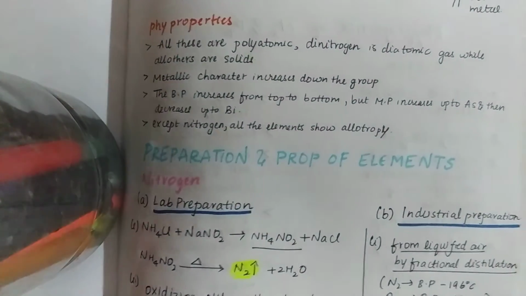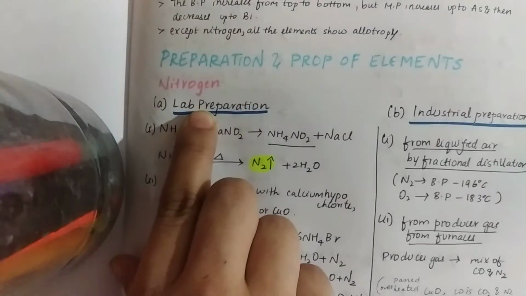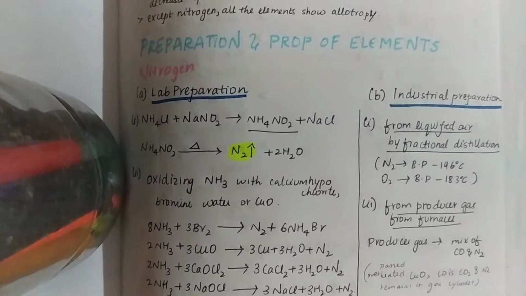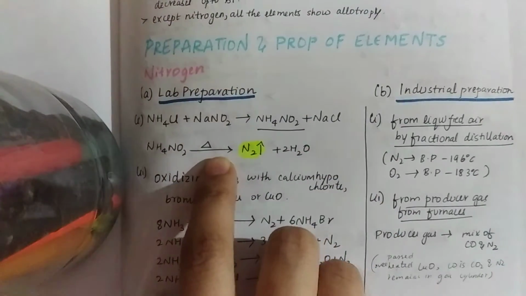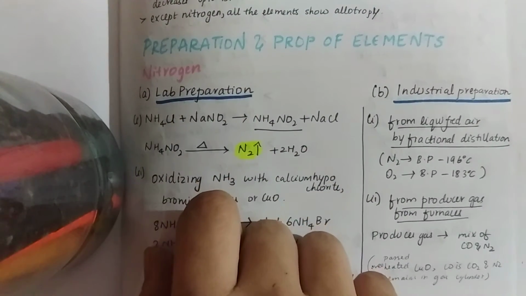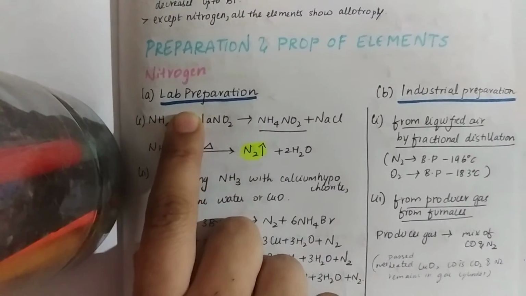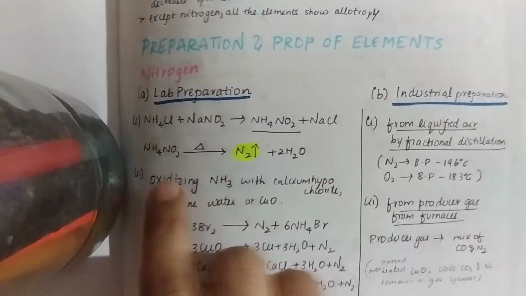Okay, and preparation and properties of elements. So here, as I said, we only discuss nitrogen and phosphorus. So first, preparation of nitrogen. Nitrogen exists as dinitrogen in nature, so it is generally N2. So lab preparation and industrial preparation.